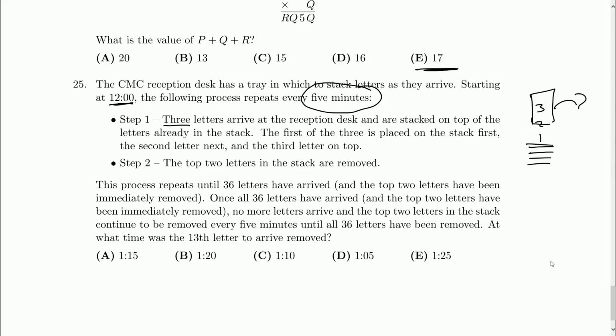This process repeats until 36 letters have arrived and the top 2 letters immediately removed. Once all 36 letters have arrived and the top 2 letters have immediately been removed, no more letters arrive, and the top 2 letters in the stack continue to be removed every 5 minutes until all 36 letters have been removed. At what time was the 13th letter to arrive removed?